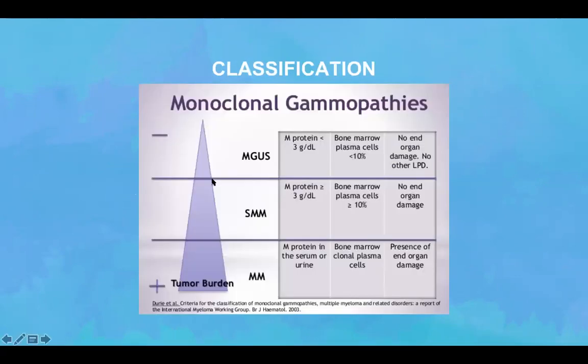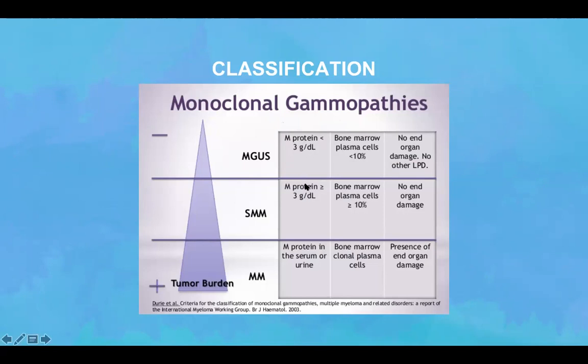So here we are going to find the 3 diseases that I was talking about. The one that we're going to discuss more today is MGUS. We are talking about MGUS when the M protein level is less than 3 grams per deciliter, the bone marrow has less than 30% of plasma cells, and we don't have any end organ damage.